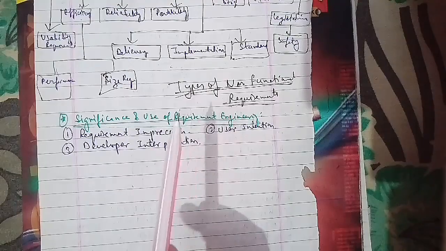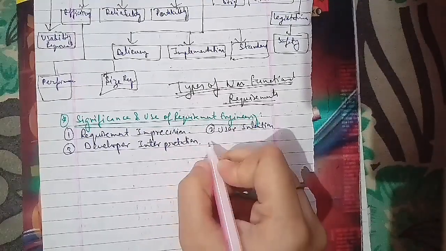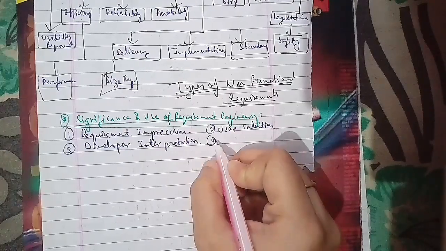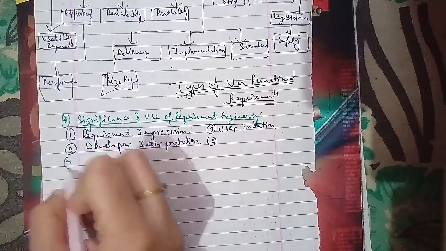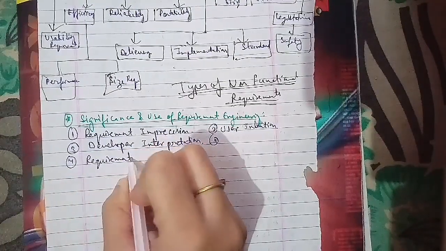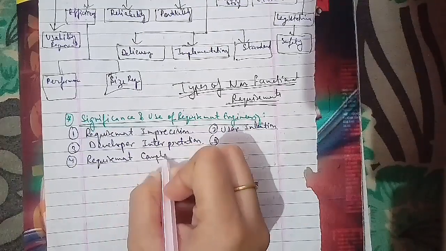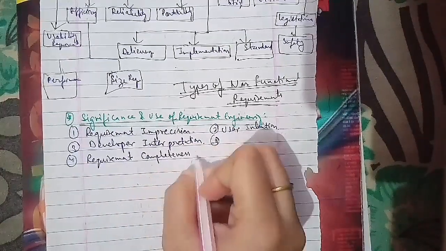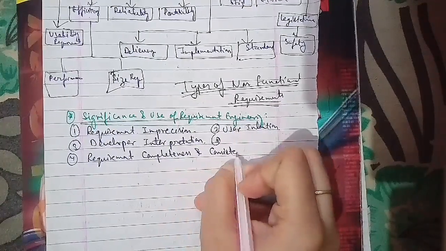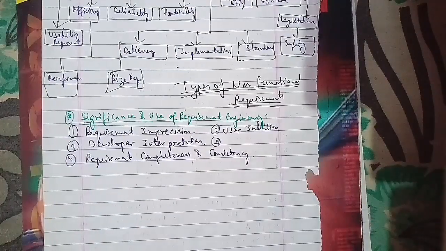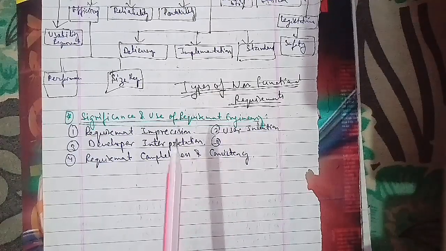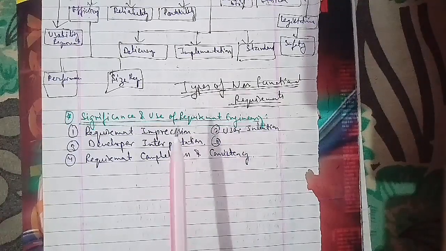Requirements completeness and consistency: the requirements should be both complete and consistent. Complete means they should include descriptions of all facilities required, and consistent means there should be no conflicts or contradictions in the descriptions of the system facilities.